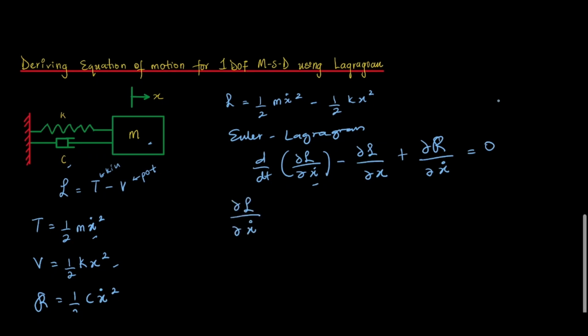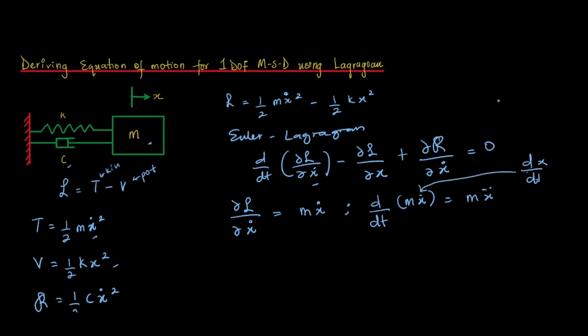So now in the Lagrangian, you look at which term has the x dot. In this case it is this. So if we differentiate this with respect to x dot, we're going to get m x dot. Next, if we differentiate this with respect to time, you're going to get m x dot dot. We're just differentiating this, which was simply this, with respect to time, which now gives us this.